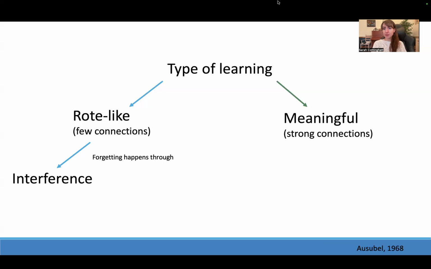So rote-like learning, so when we send learning down the kind of wrong path to begin with, where students can't make very many connections, perhaps they can recite a definition or parrot back what you've said, but they don't really understand it. Forgetting tends to happen through this process of interference. What do we mean by interference? Well, interference is the idea that fragile memories get confused with other memories, get easily polluted by other experiences, and are really difficult to recall in the longer term.